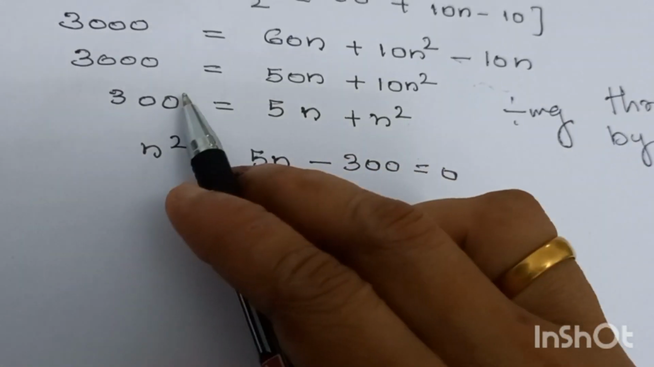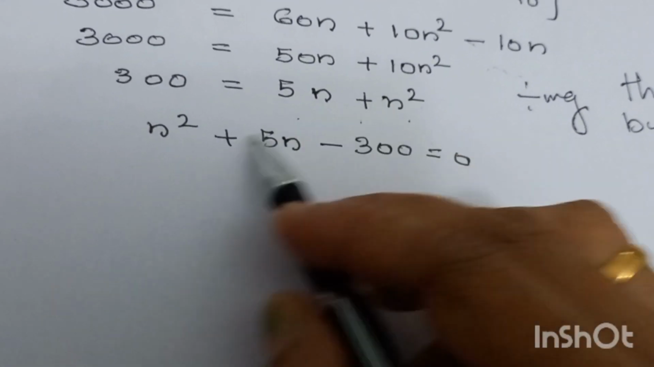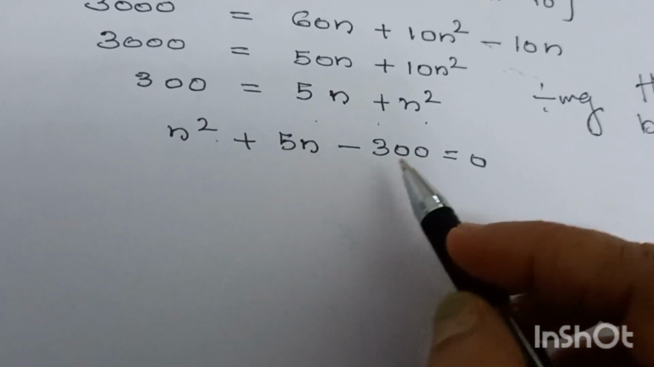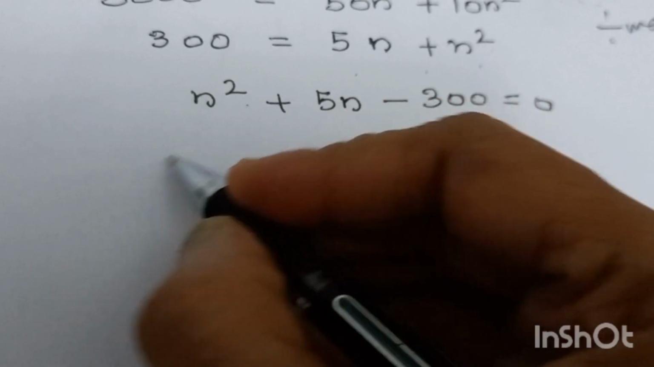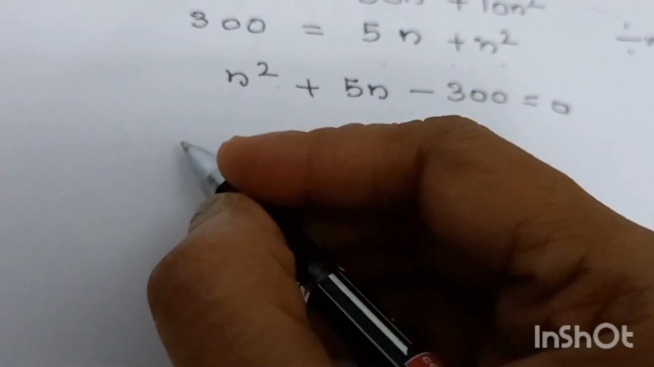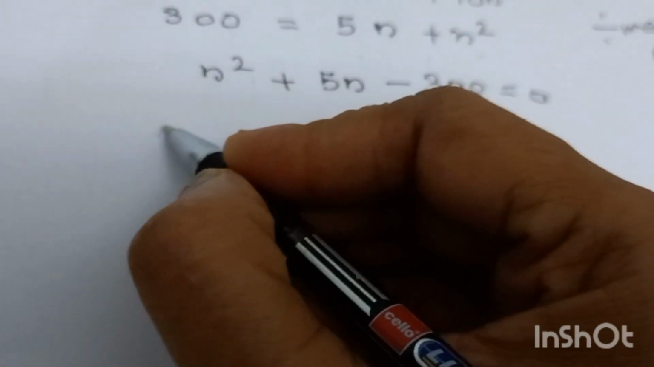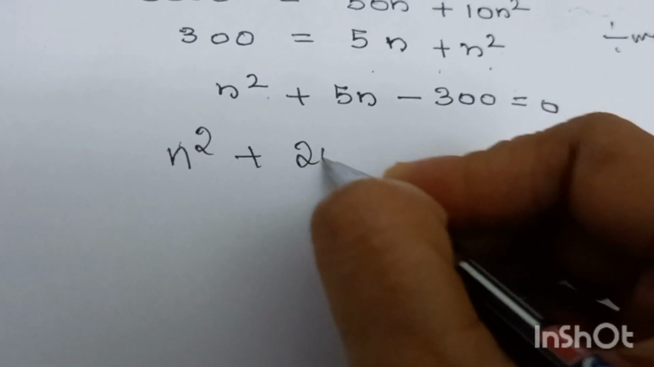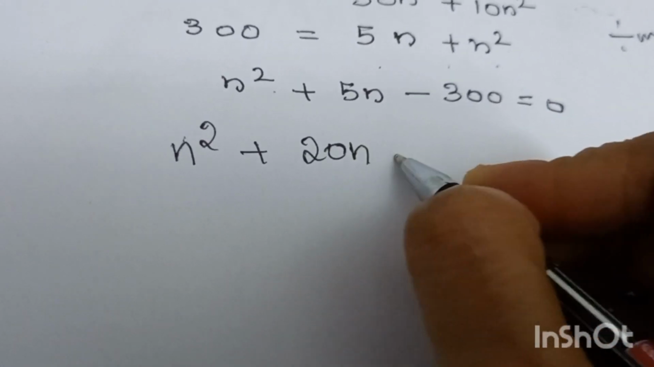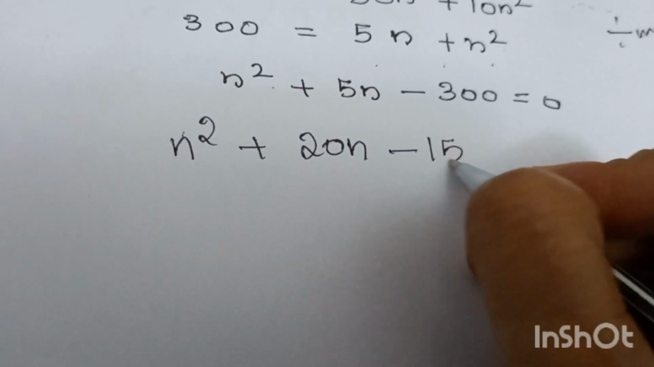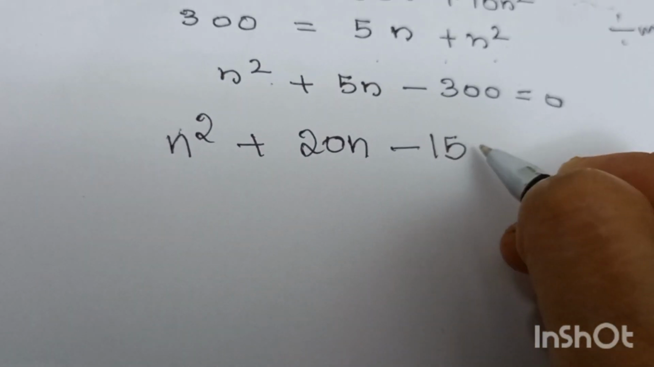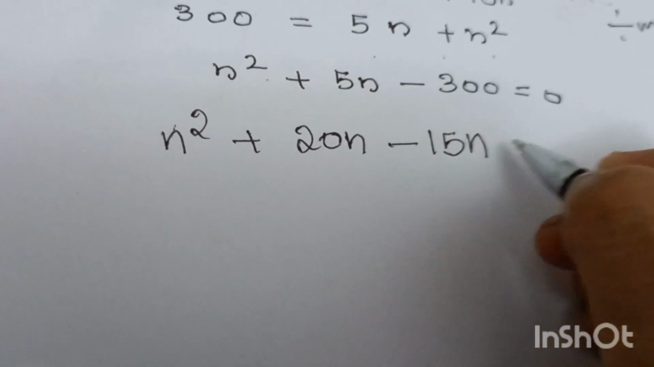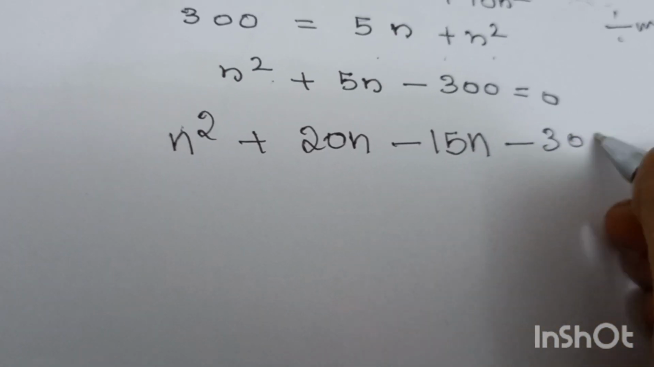We get 300 is equal to 5n plus n square. Then n square plus 5n minus 300 is equal to 0, isn't it? So we have to do middle term splitting. n square plus 20n minus 15n minus 300 is equal to 0.